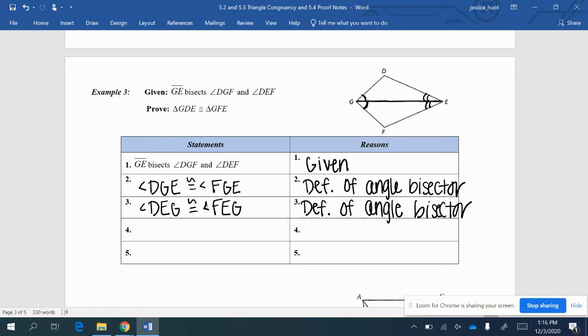What else do we need? Well, I need 3 pieces of information, and I only know 2 of them. However, I see that they are sharing this side. When they're sharing a side, that's reflexive property. So I can say that GE is congruent to GE by the reflexive property.